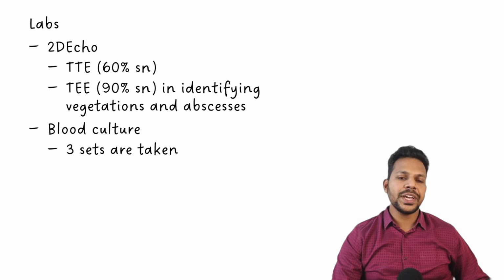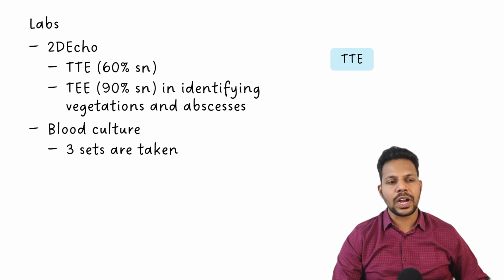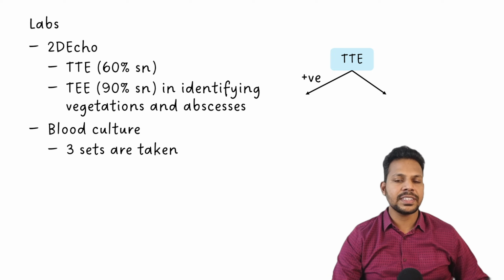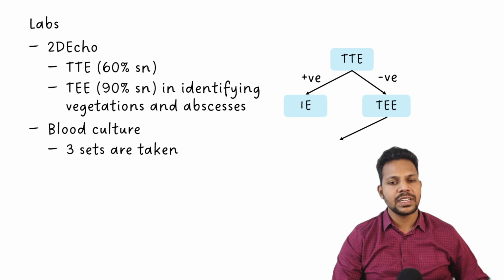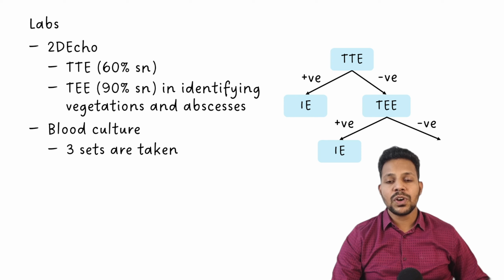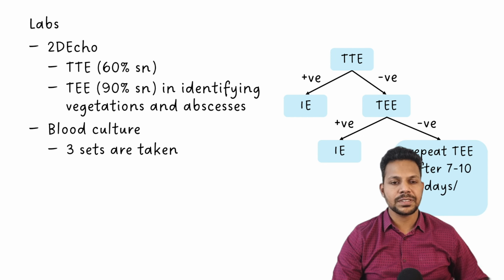And while you are doing a 2D echo, firstly do a transthoracic echocardiography. If a vegetation is visible on transthoracic echocardiography, then the diagnosis is confirmed. But if it is not visible, then do a transesophageal echocardiography. If it is positive now, or the vegetation is visible on transesophageal echocardiography, still okay, infective endocarditis is confirmed. Now, if it is still negative, if you are still having the suspicion of infective endocarditis, repeat transesophageal echocardiography after 7 to 10 days, or you can do a CT angiography or PET-CT in the patient.